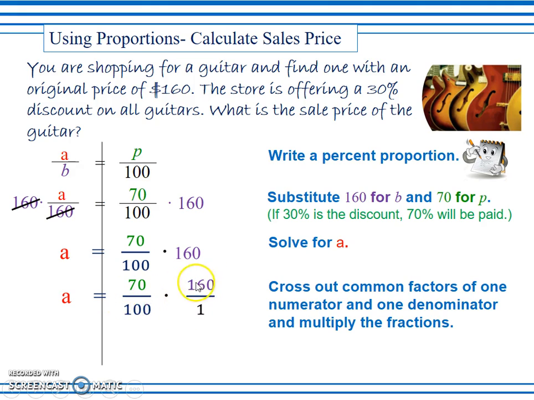Now remember, I can cross out now, so it's easier to multiply. I know 20 can go into 100 and into 160. And I know I also can reduce 70 and 5 because 5 goes into both of those. So now I have 112 over 1, or $112. So the sale price is $112 for the guitar.